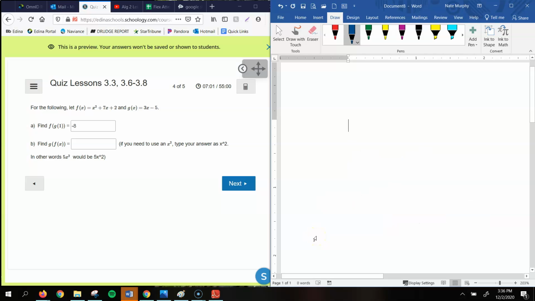Now let's find g following f of x, meaning I'm going to put function f inside of function g. So again, I'm putting function f inside of g. Here's what I like to do: I like to write down function g, but put in parentheses, so I can remember that I'm going to put f of x inside that parentheses. And f of x is x squared plus 7x plus 2. So now I just have to simplify this.